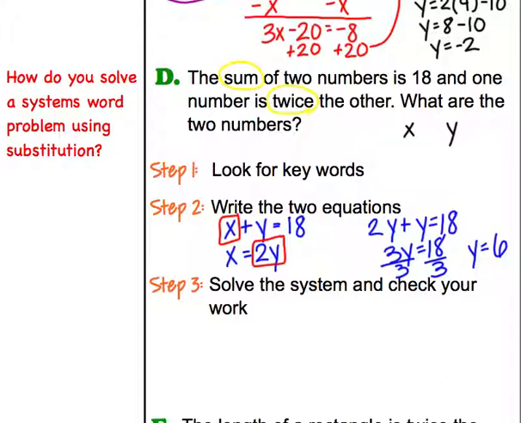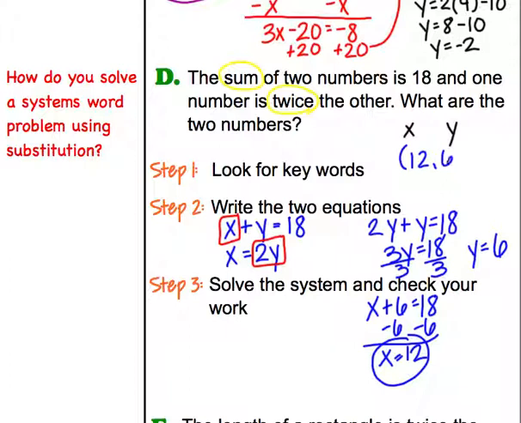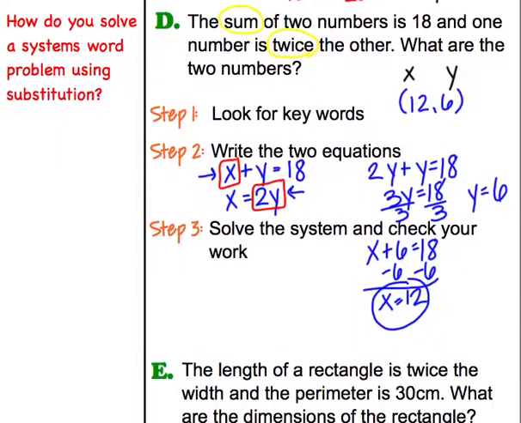So then I go back in and I put that 6 in, so I know that x plus 6 is equal to 18. I can subtract 6, and I get x is equal to 12. So that tells me that my ordered pair is going to be 12, 6. So now if I check my work and put them in, 6 plus 12 does in fact equal 18. And if I take 6 times 2 I do get 12. Moving on to the next word problem that we've got.